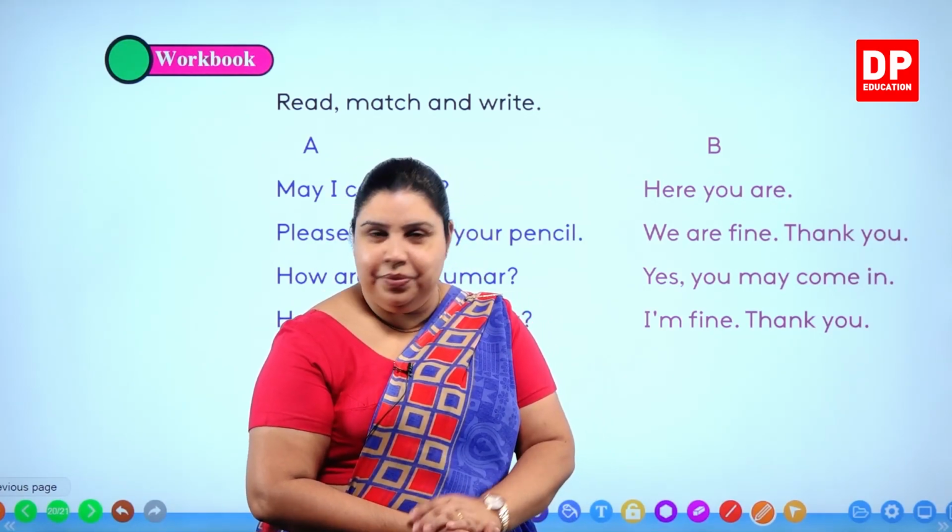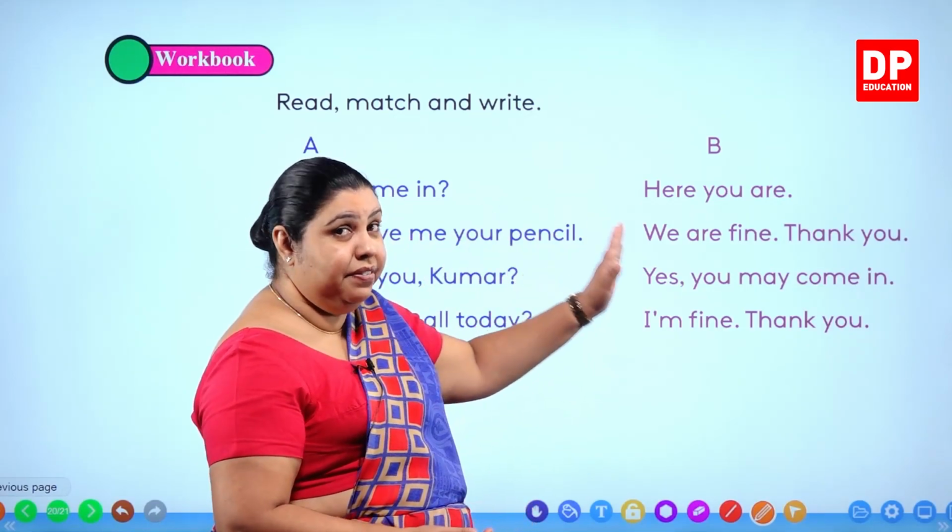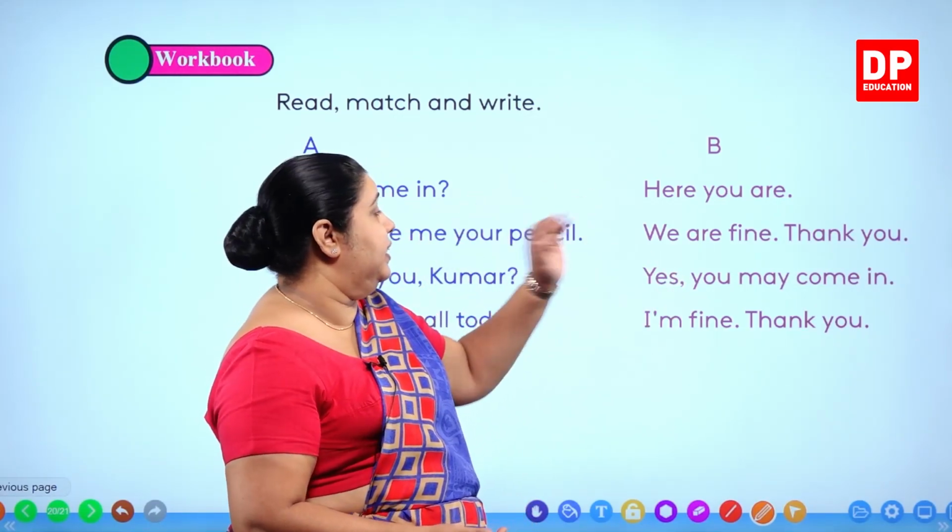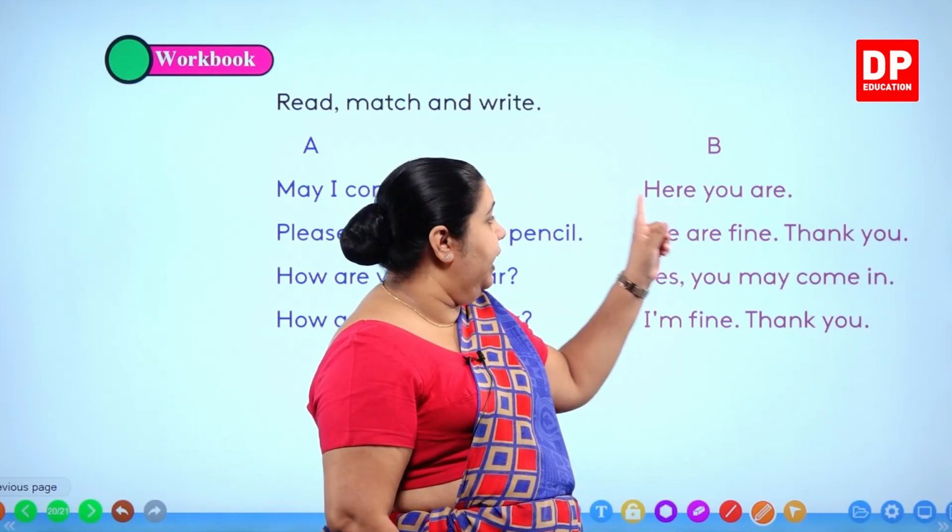Okay? So now we have to match this side with this side, section A with section B. I will read them once again. How are you?